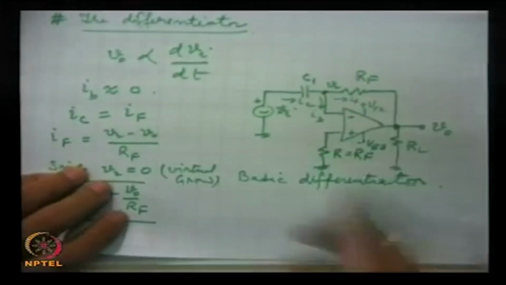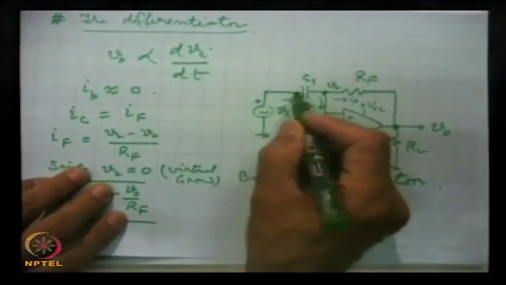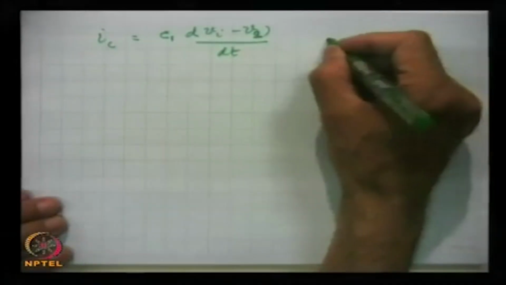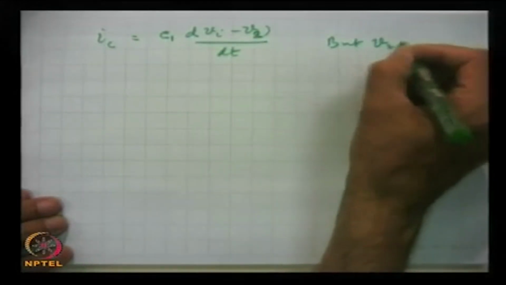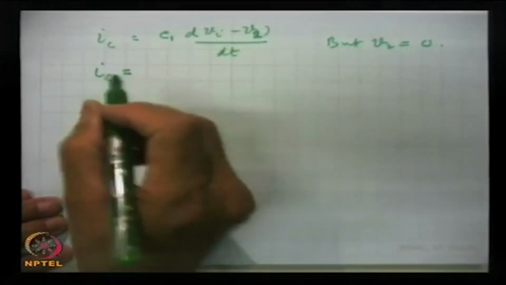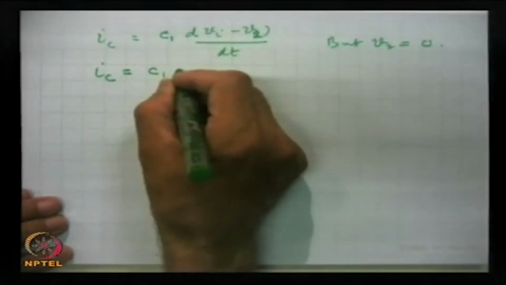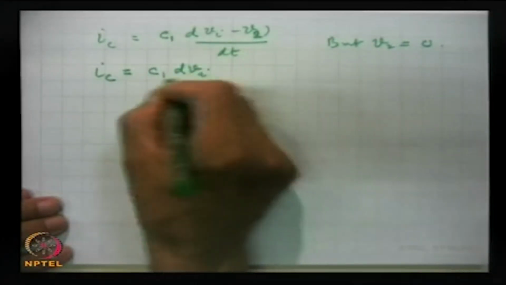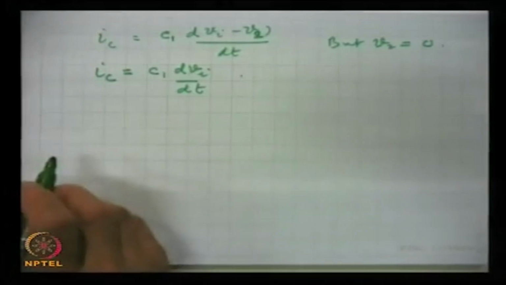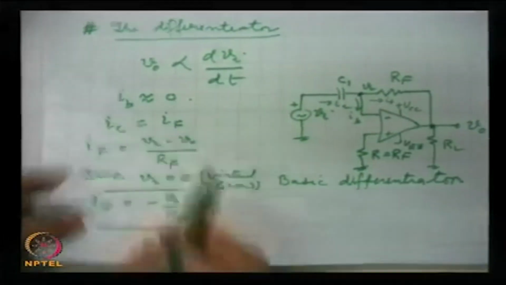and sorry, the two voltages, this is at Vi and this is at V2. So, this is Vi minus V2, which is 0, but V2 is 0, and hence IC equal to C1 dVi by dt, and because the two currents are identical here, IC is equal to IF.